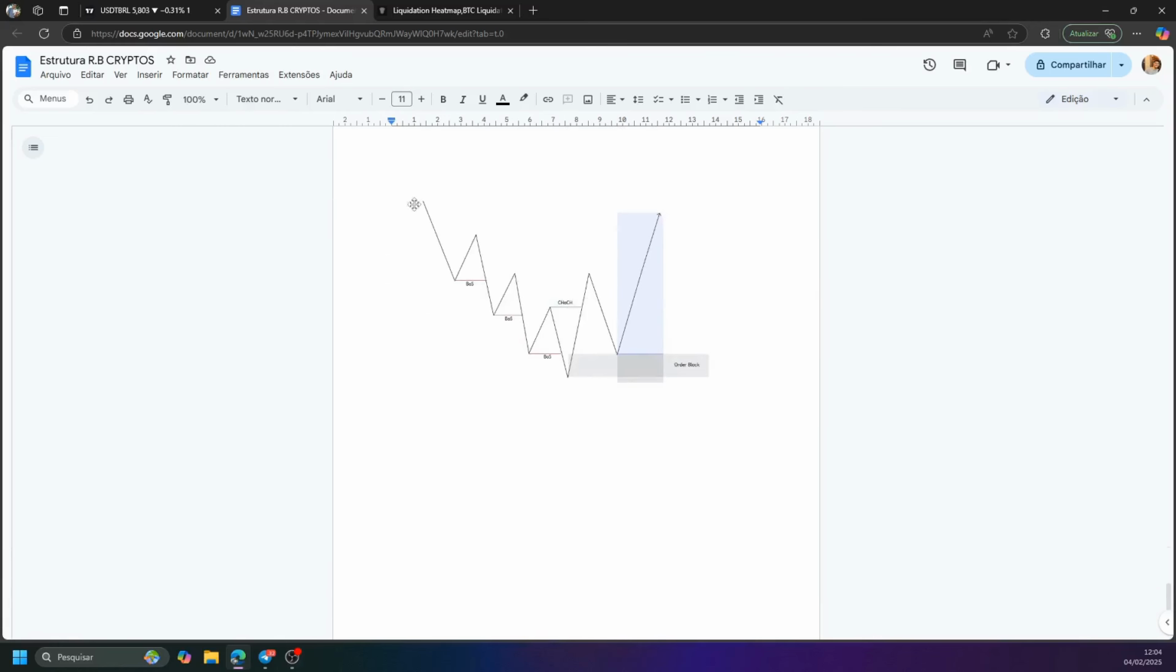Here's an example. The market is in a bearish structure with lower highs and lower lows, forming new BoSes, meaning it's breaking the low. Once the price breaks the last high, we have the formation of a CHoCH. And this CHoCH can start a new upward movement into a new market structure.